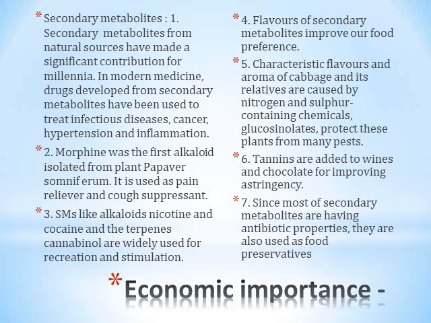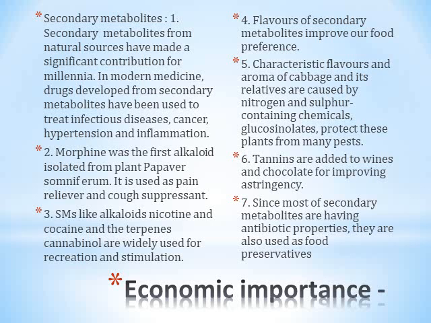Morphine was the first alkaloid isolated from the plant Papaver somniferum. It is used as pain reliever and cough suppressant. Secondary metabolites like alkaloids, nicotine and cocaine, and the terpene cannabinol are widely used for recreation and stimulation. Flavors of secondary metabolites improve our food preferences.